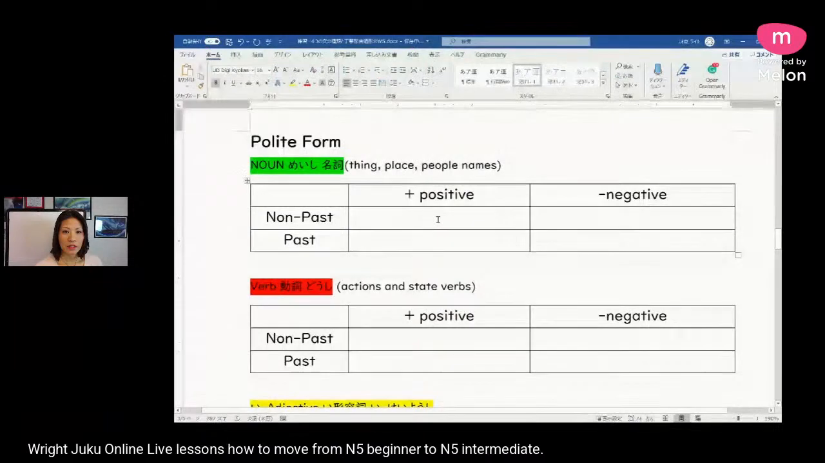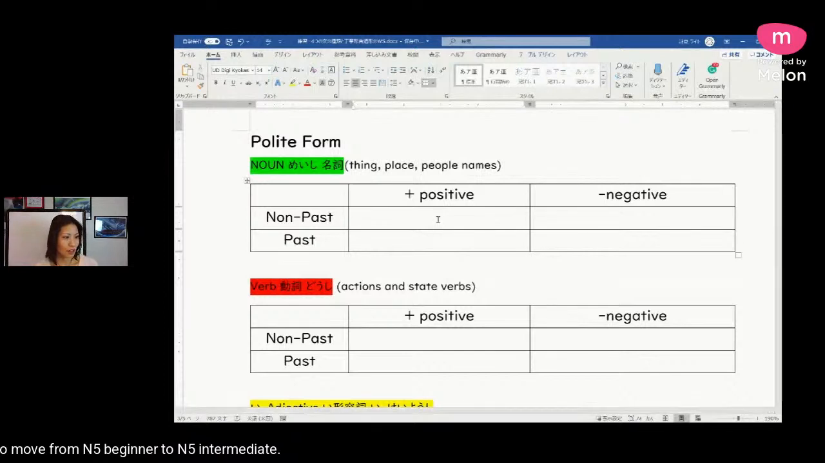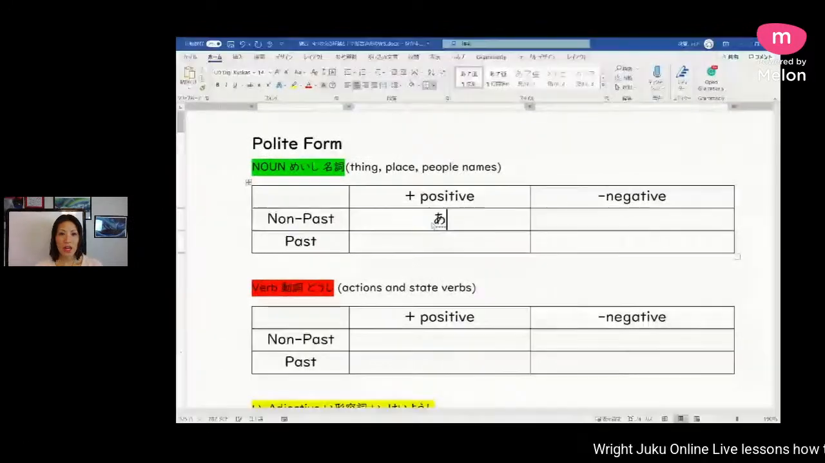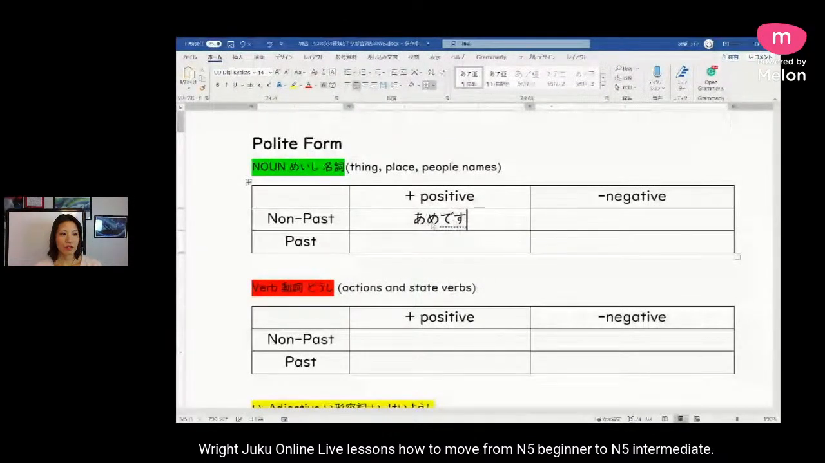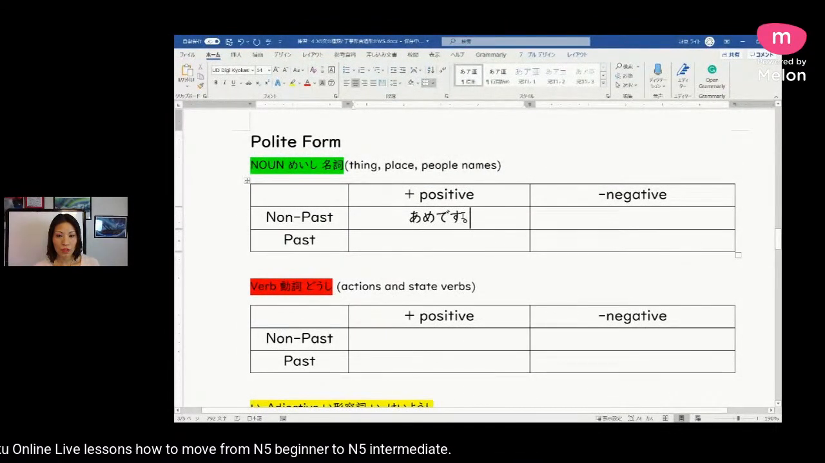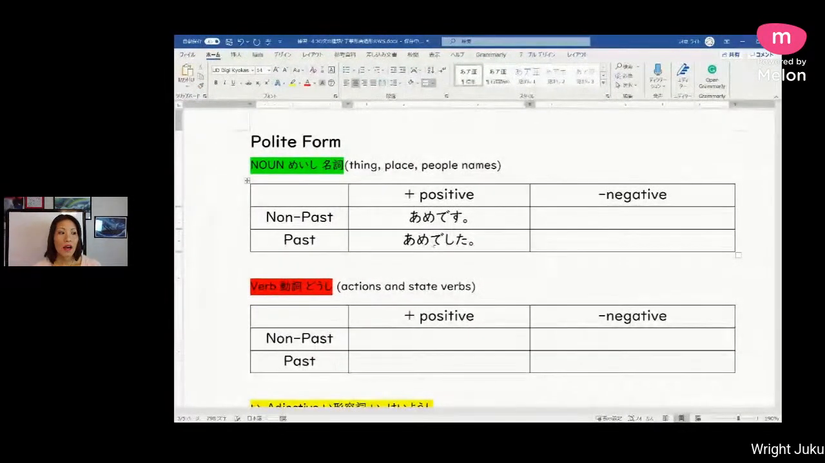All right, let's pick the noun first. Can you give me any nouns that you want to use here? So let's say ame. So the sentence will be, non-past positive, ame desu, right? Ame desu. All right, then we will fill out the past tense. What is the ame desu past positive? Ame deshita. You're writing this together.